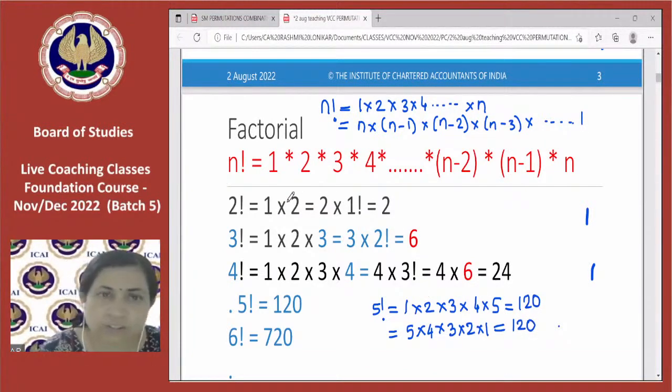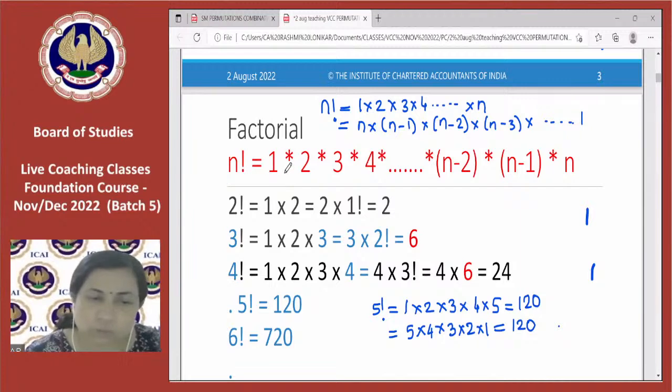So I have the concept of factorial. Factorial is 1 into 2 into 3 up to n. In this, we have found 5 factorial, which is 120. I can write it as 1 into 2 into 3 into 4 into 5, or as 5 into 4 into 3 into 2 into 1. So this is the basic concept of factorial.